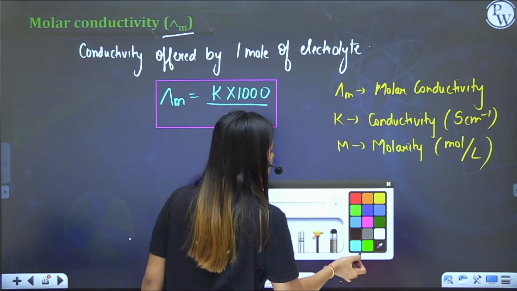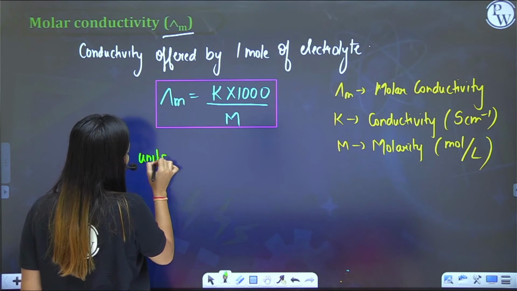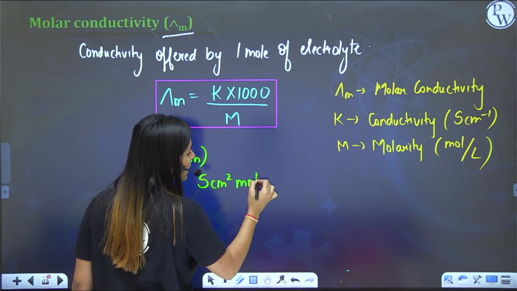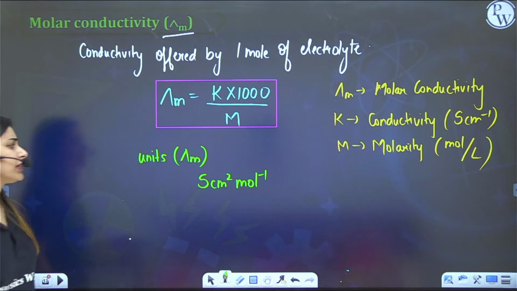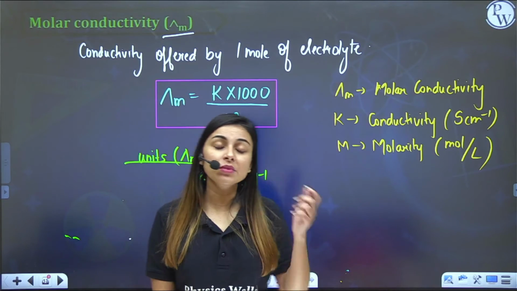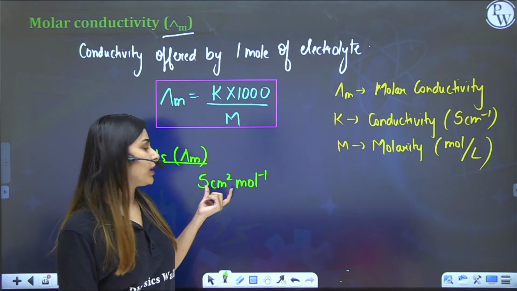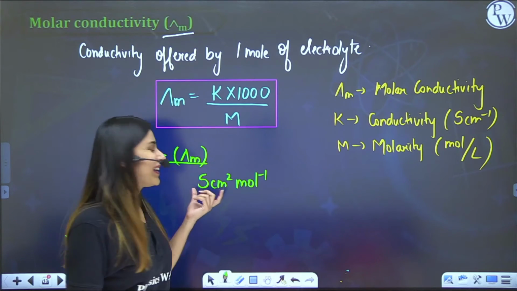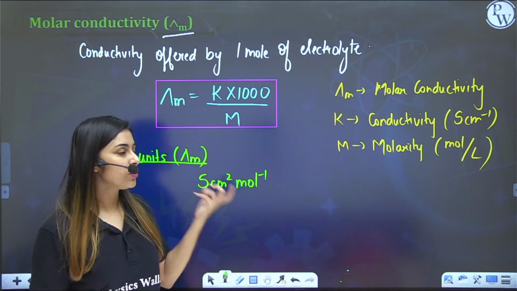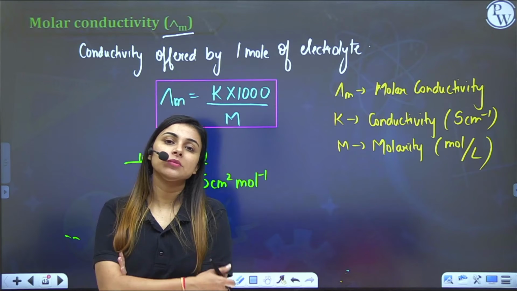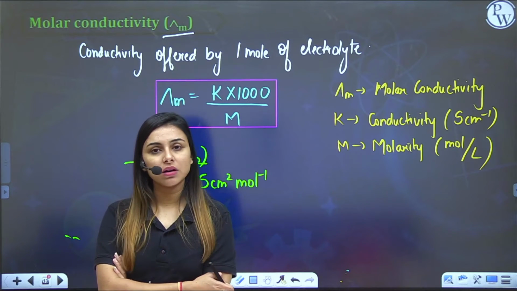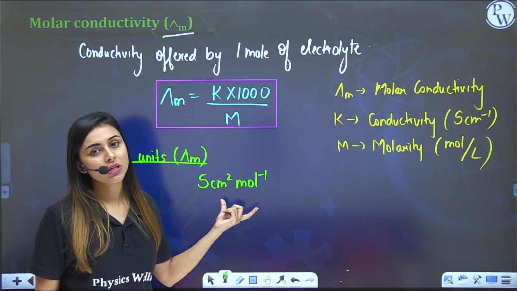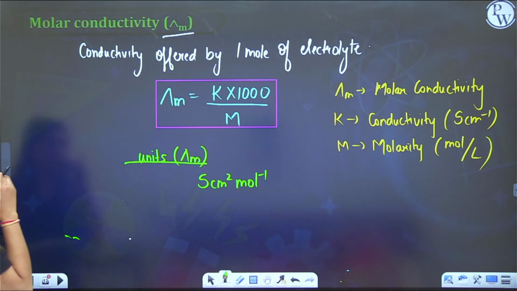Now we'll be writing the units for molar conductivity. It is, my dear students, Siemens centimeter square mole inverse. This is the unit for molar conductivity. If it is given in Siemens meter square mole inverse, then you just need to convert the centimeter into meter. I'll tell you the conversion as well, don't worry, but you need to understand that always the calculations will be done in this particular unit. Okay, perfect. Very good, my dear students. I hope you're clear with this.